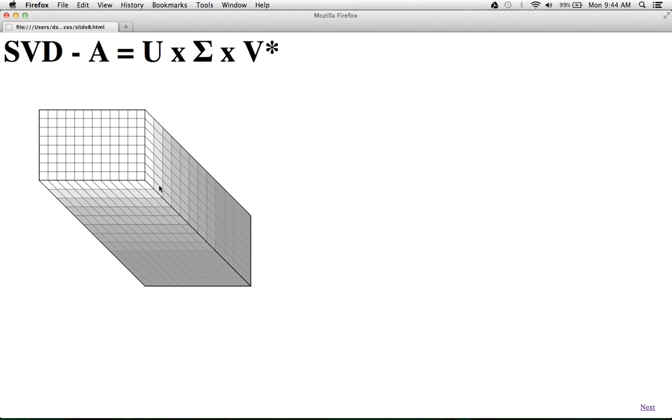So the second layer has a smaller value. The magnitude of it is less because your singular value is decreasing over time as you go back. And each time you add another layer, you're essentially refining the result of A. So you're getting a better and better view of A.